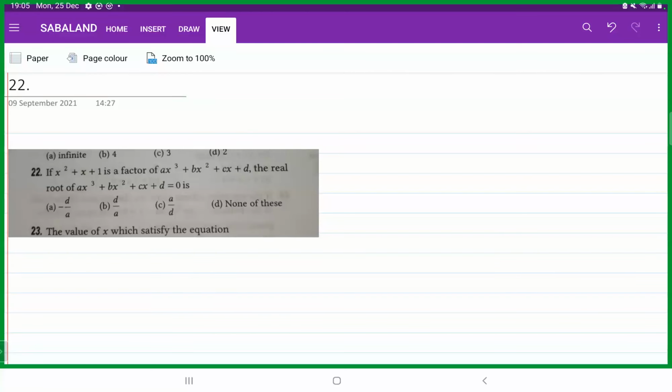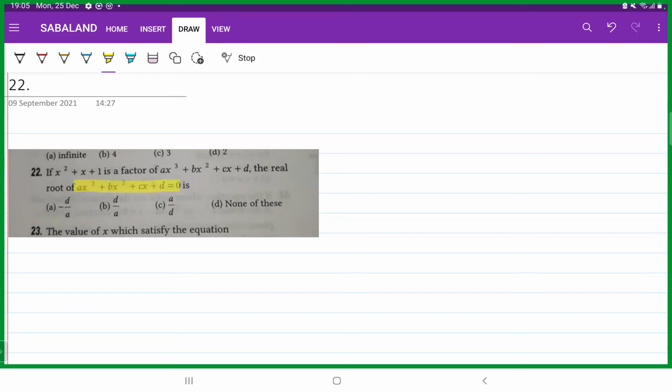Hi everyone. So we have a good question from the chapter of quadratic equations, where we have to find the real root of the particular equation which has been given, that is ax cube plus bx square plus cx plus d is equal to 0. And the thing which has been given to us is that x square plus x plus 1 is a factor of this particular cubic equation, right?